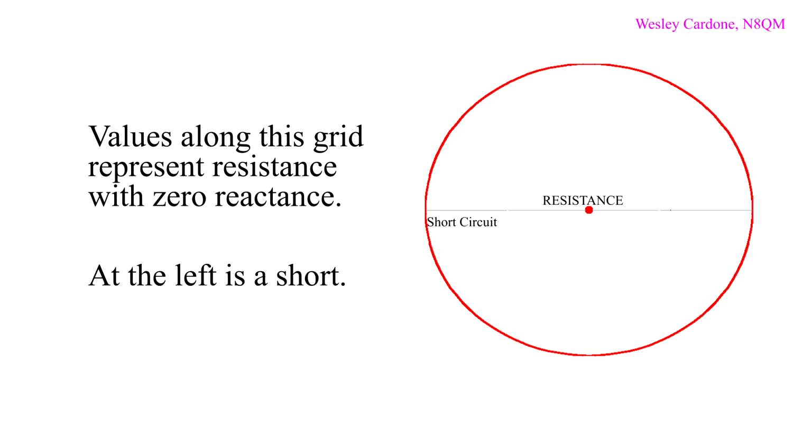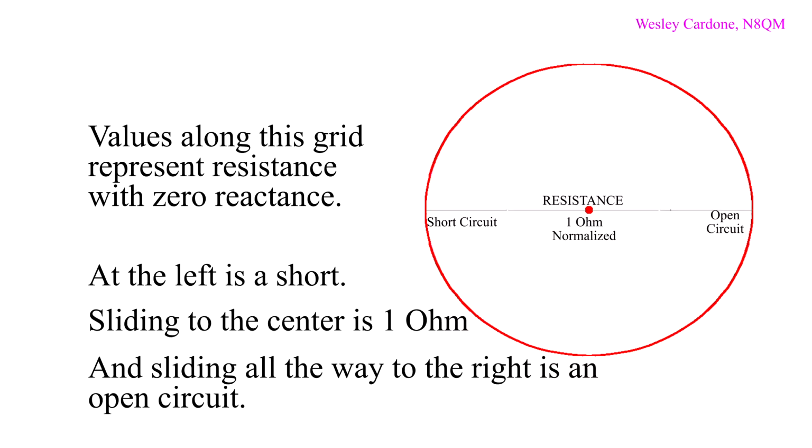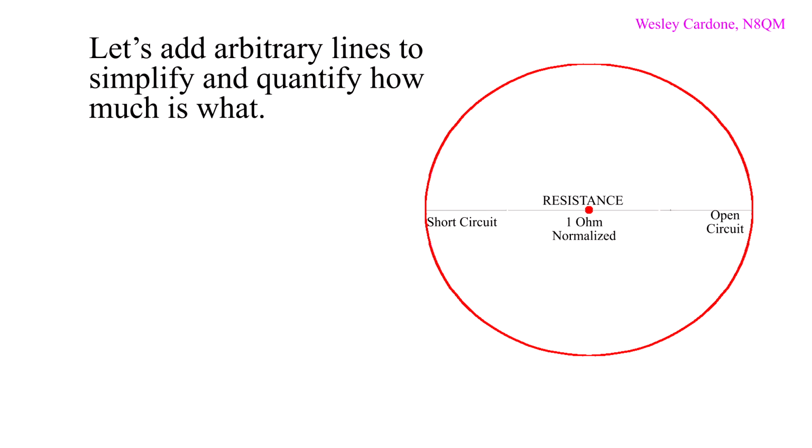Values on the left are nearly 0 real ohms resistance. A value in the middle is the Holy Grail, as we already saw: 1 ohm normalized, which means 50 ohms for amateurs. A value on the horizontal line to the right of home plate has nearly infinite real resistance. There are, of course, an infinite number of real resistances along that horizontal line, so we need some help.